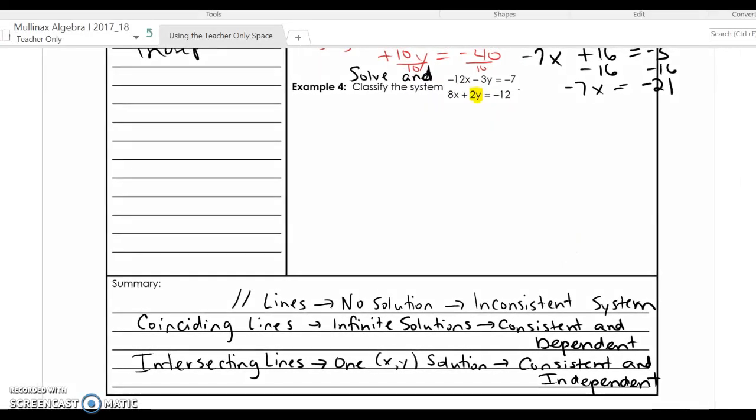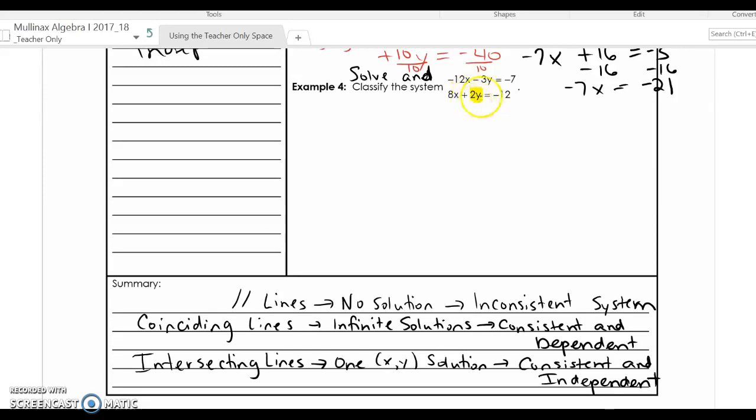Example 4. So here is an example where all of the variables have a coefficient. So you want to look for which variable has a coefficient that would divide into the other numbers. So if I were going to solve for x in this first equation, I would have to add 3y and then divide by negative 12. Well, 3 and negative 7 are not divisible by negative 12, so that's going to give me fractions. Same thing with 3. 12 is divisible by 3, but 7 is not. So I don't want to work with fractions unless I have to.